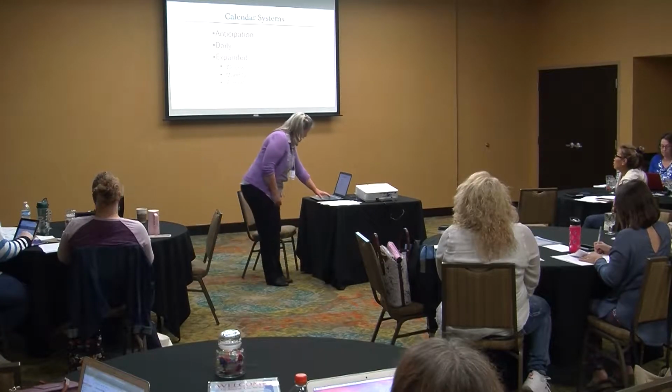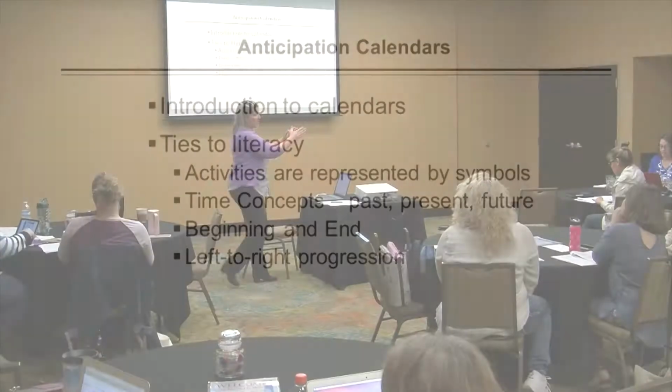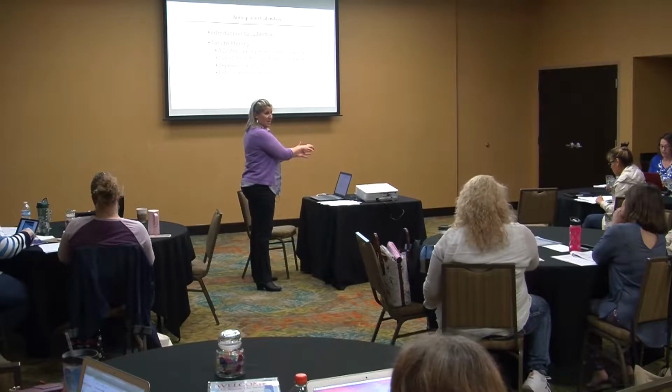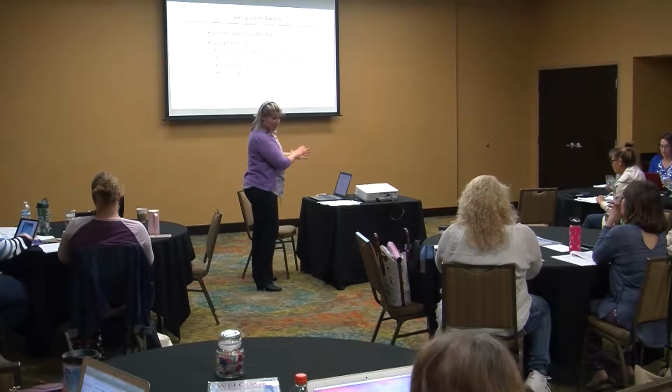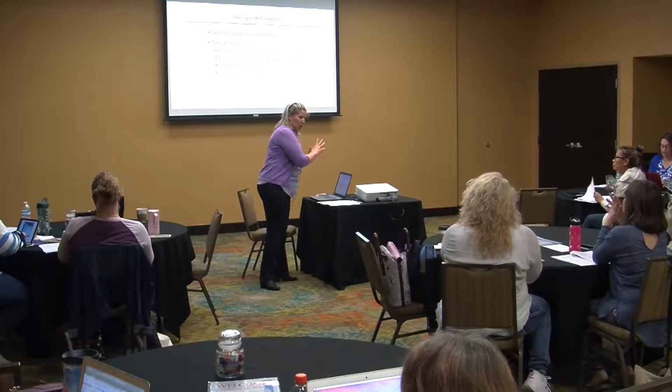So let's take a little trip here. All right, I talked about anticipation. It ties literacy with activities that are represented by symbols, time concepts, past, present, future, beginning and end, and left to right progression. If you set it up where here's the box, and then here's the finished box. So you're setting all those up. There's your literacy that's embedded into using this calendar system.